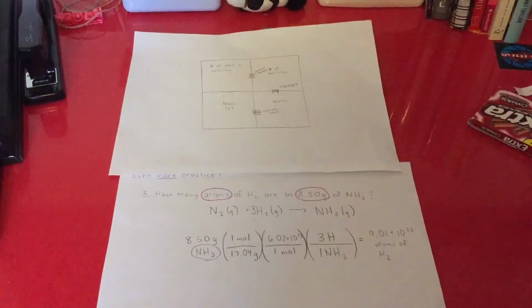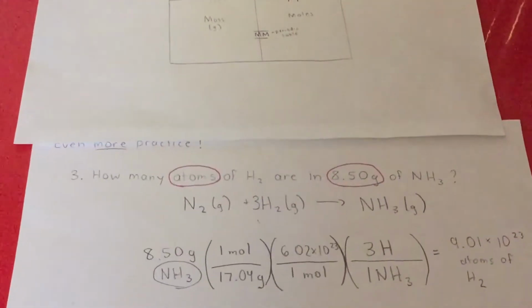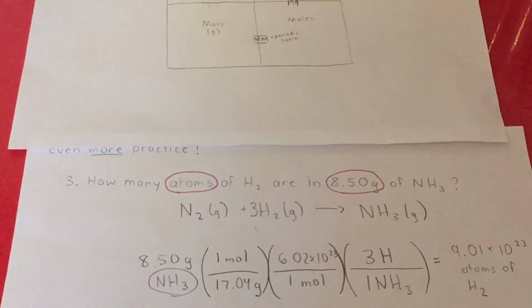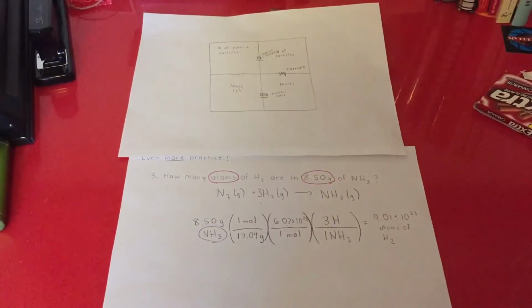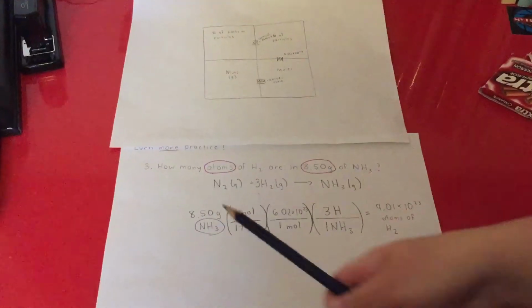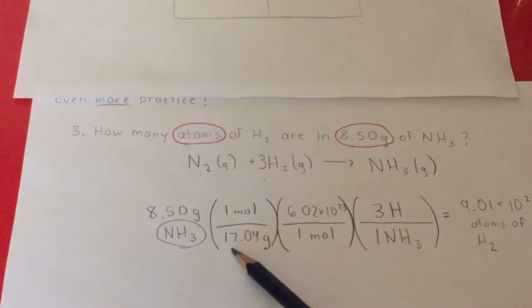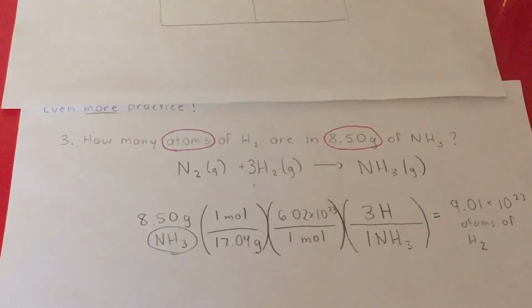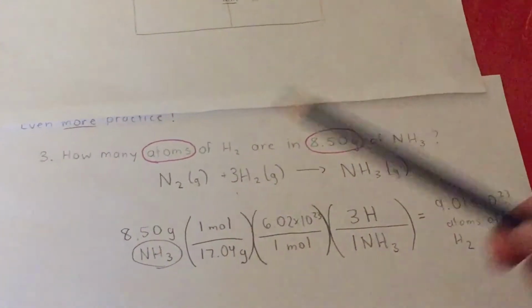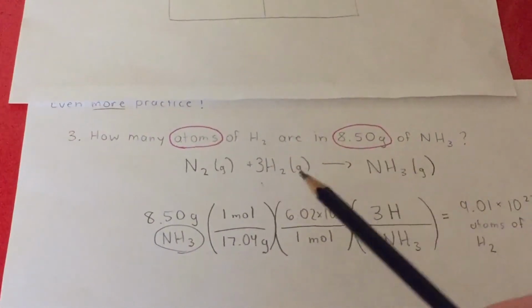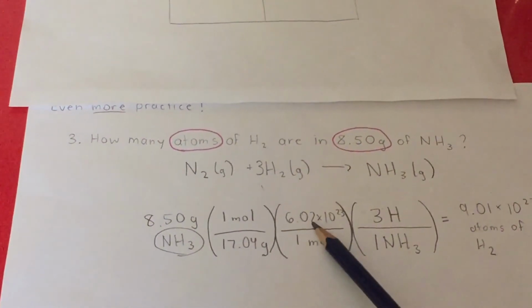Now here's our last practice problem. How many atoms of H2 are in 8.5 grams of NH3? So we put 8.5 grams first, and here's the molar mass, which we found on the periodic table. And since we're trying to convert to moles, it's on the top this time. And then we do Avogadro's number.